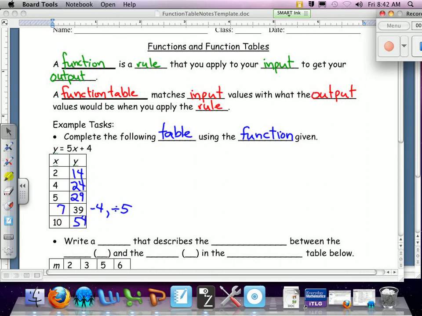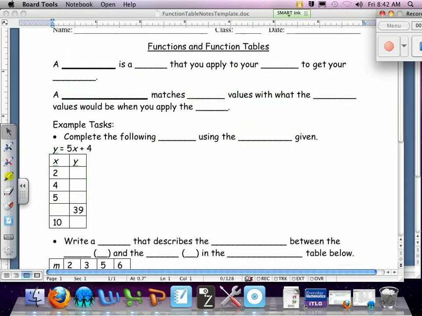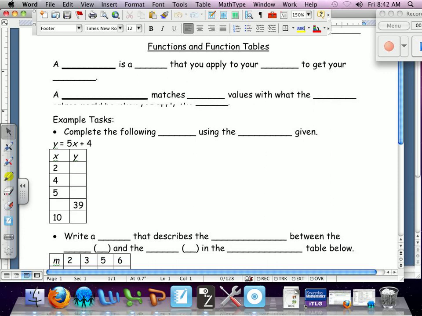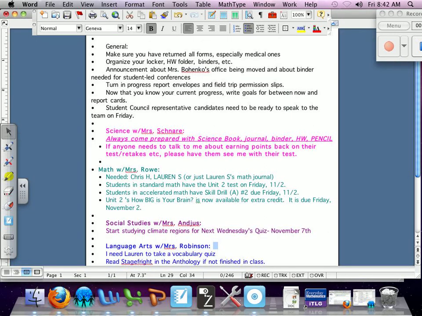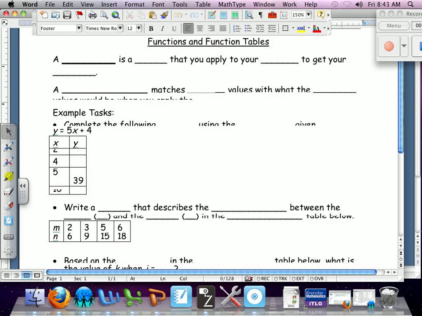Everybody's got those notes so far? So far so good? Clearing it? Scrolling it? Trying to scroll it. Hey, come back! There we go.